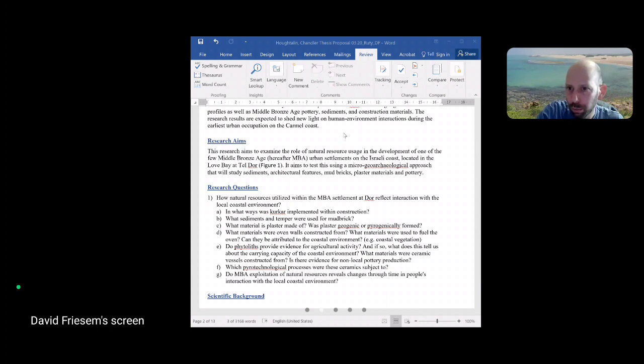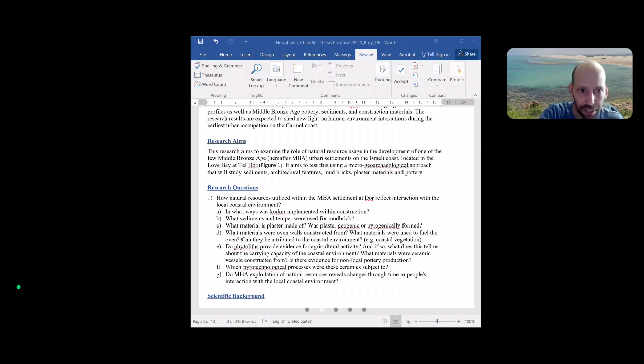Okay, so this is the proposal by one of my students, Chandler. He's looking at the Middle Bronze Age on the coast, with the excavation of Tel Dor in mind. So the general research aim is to examine the role of natural resources usage in the development of one of the few Middle Bronze Age urban settlements on the Israeli coast. That's quite a long sentence, but that's okay.